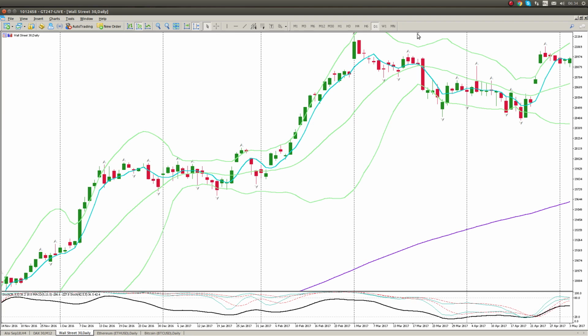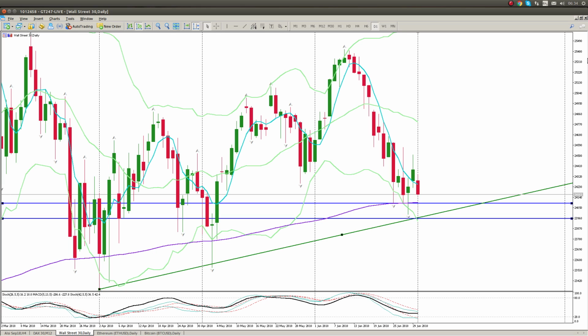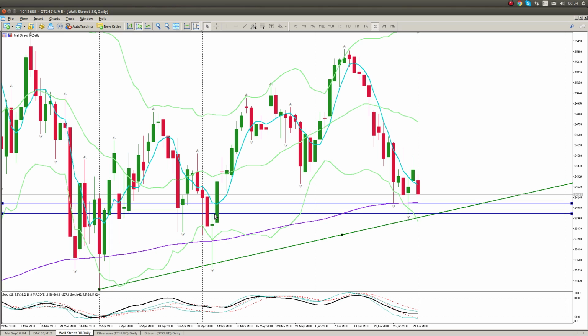Let's just get to the daily. That would have been the first target there, that one there, and you can see that was hit on Thursday and then we bounced up. So again we're making another attempt at the 200 moving average, which is here.